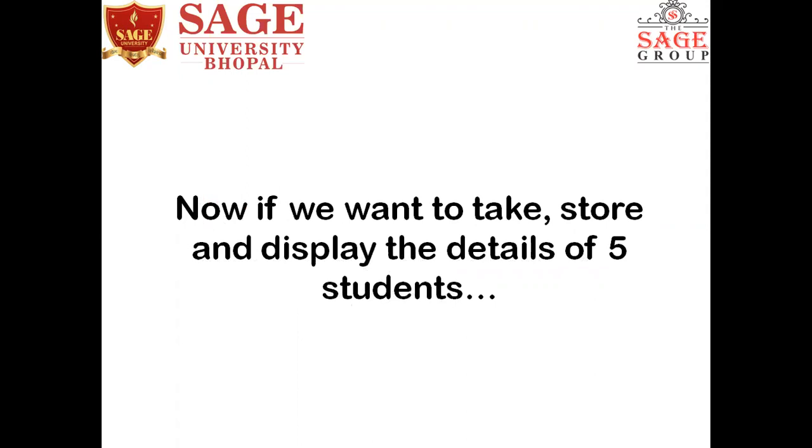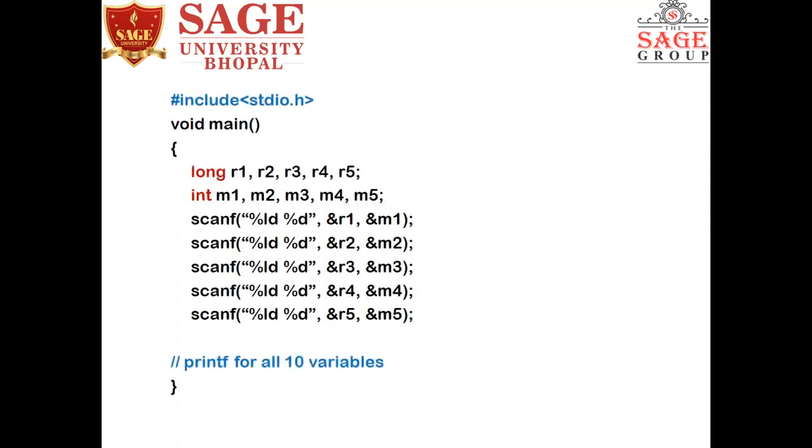Now, if we want to take, store, and display the details of 5 students, we have to declare 5 variables for roll number and 5 variables for marks. And again, we have to use the printf function for printing all 10 variables for these 5 students.